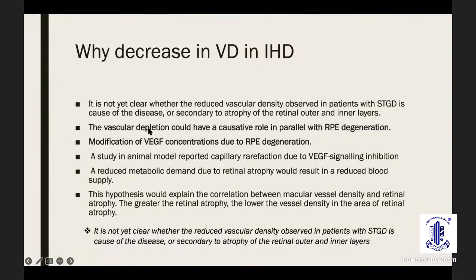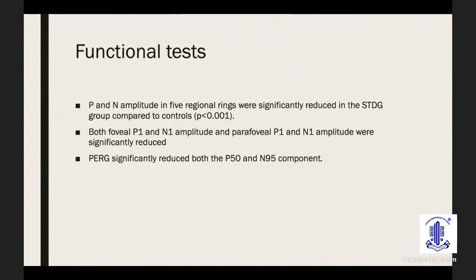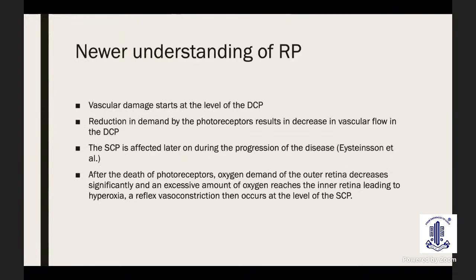And there have been two theories where they say that it could start with a vascular depletion, which causes RPE degeneration. And because there is RPE degeneration, there is modification of the VEGF concentration. And this then reduced demand because of the atrophy leads to reduced blood supply. But vice versa can also be true, that because of the reduced blood supply, because of which there is a reduced vessel density, and this is causing the RPE degeneration. So there is more stress on the pathogenesis of disease, and we are understanding it better with the new imaging techniques. So this is helping us understand the disease in a much better way.